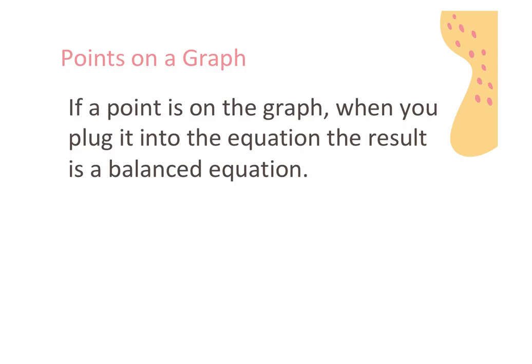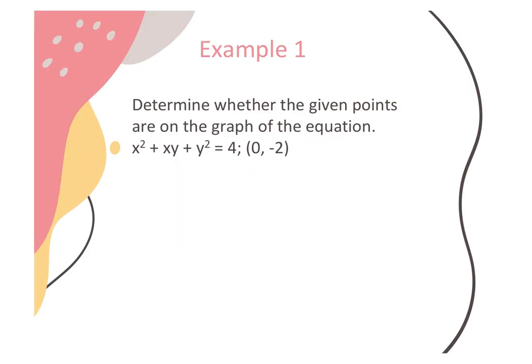So first is how do I determine if a point is on a graph? If I graphed it and you saw the point, obviously it'd be easy to determine. But if you just get an equation and it's asking if a point's on a line, you don't want to have to graph it. You can simply plug it in. So we're going to plug in the x, we're going to plug in the y, and we're going to see that our result is a balanced equation. If it is, it's yes, and if it's not, it's a no. So it could look something like this.